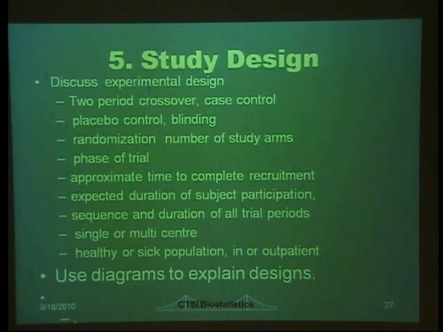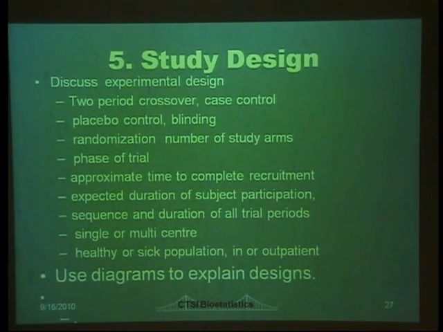Prospective trials, we need to decide on how we're going to use placebos, how we're going to blind the patients or the clinician, or both. There's usually a little bit of discussion of how we're going to randomize patients in a phase 3 trial. How many study arms are going to be.